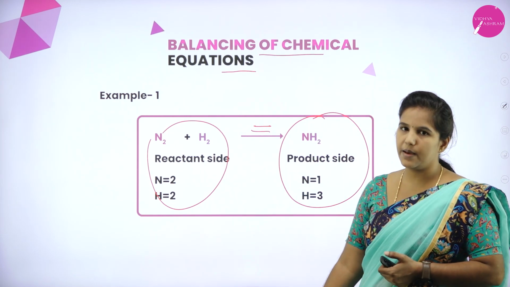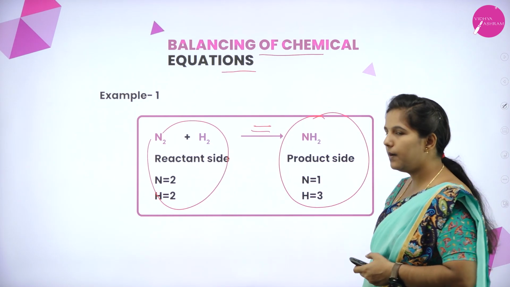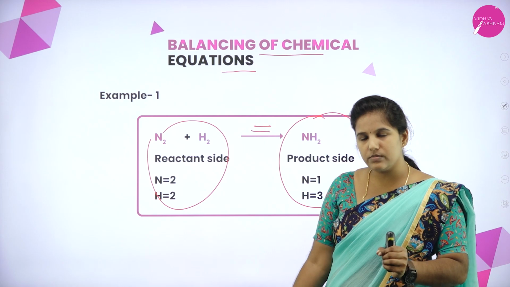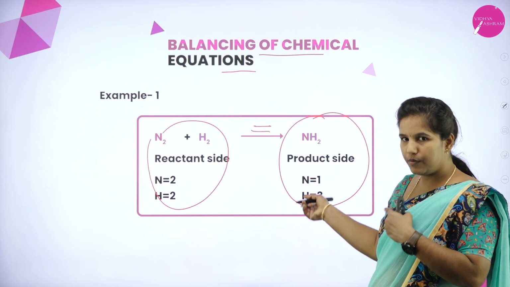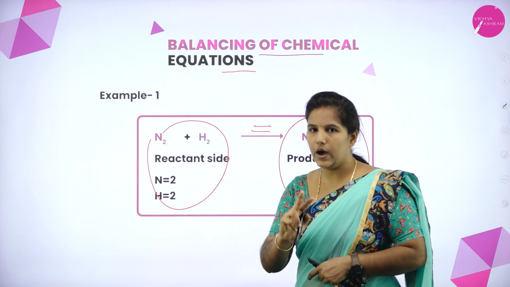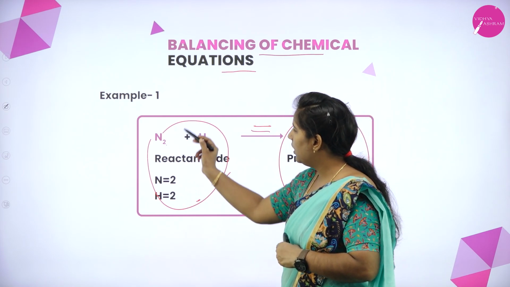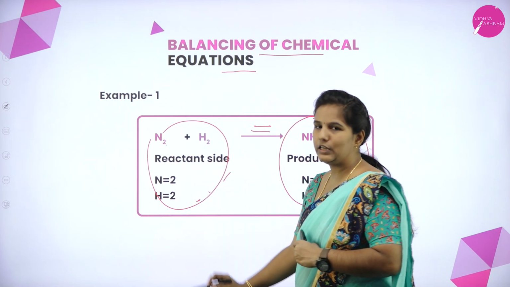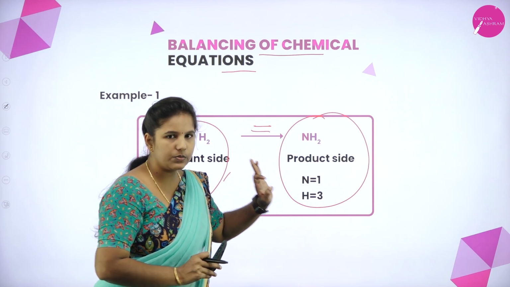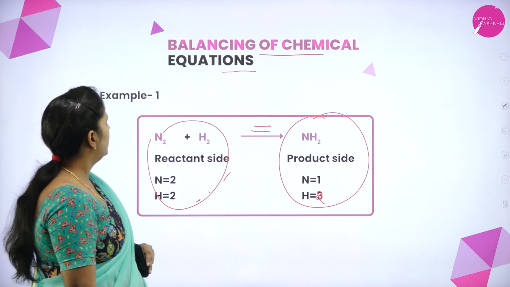Here I have taken the example of nitrogen combining with hydrogen and forming a product, that is NH2. Here we have to count the number of atoms on the reactant side and the number of atoms on the product side. That is the first step. How to count? N2 means 2 nitrogen. H2 means 2 hydrogen. So on the reactant side, 2 nitrogen and 2 hydrogens are present. Coming to the product side, only 1 nitrogen is present and 2 hydrogens.